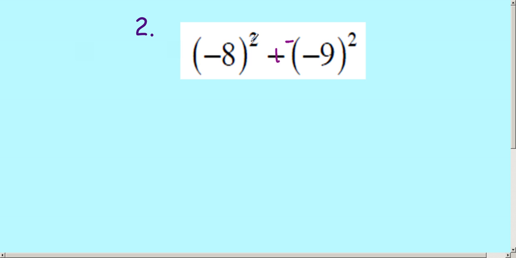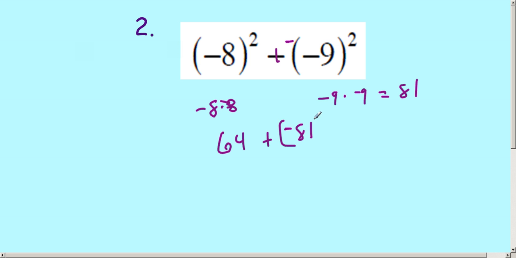So we want negative 8 squared. Negative 8 squared is negative 8 times negative 8, which is 64. Plus, then the opposite of negative 9 squared, that's going to be negative 9 times negative 9, which is 81. And then we need the opposite of that, so we're going to add negative 81. Different signs, difference. So it's going to be 81 minus 64. Borrow 7. 11 take away 4 is 7. 7 take away 6 is 1. And we have more negatives than positives, so it's negative 17.